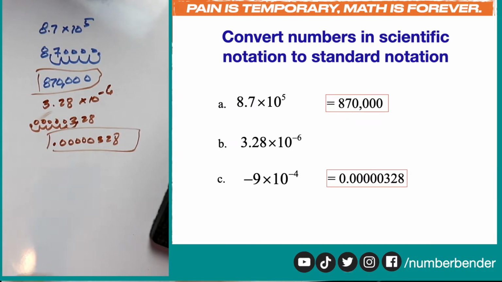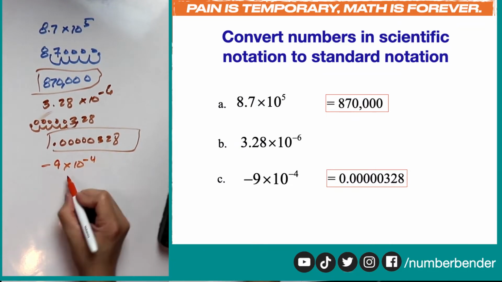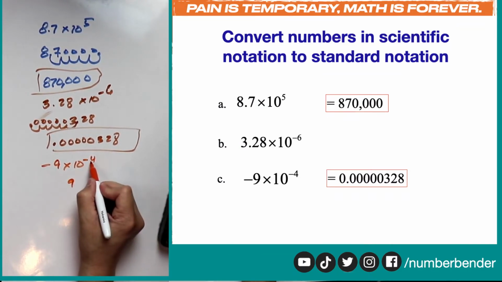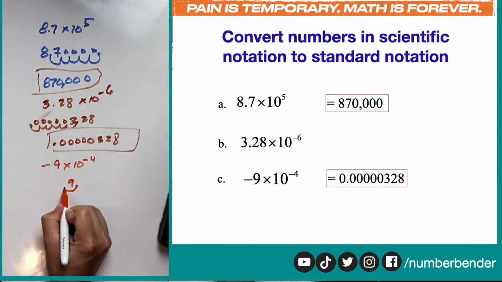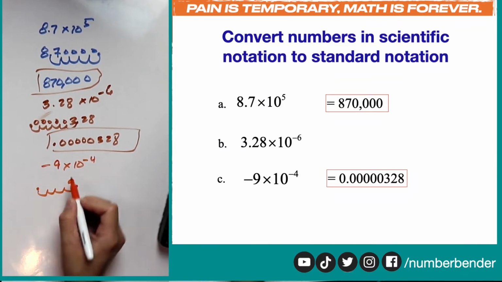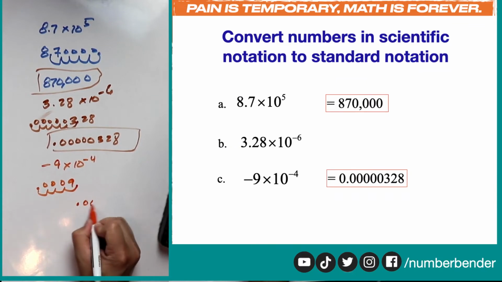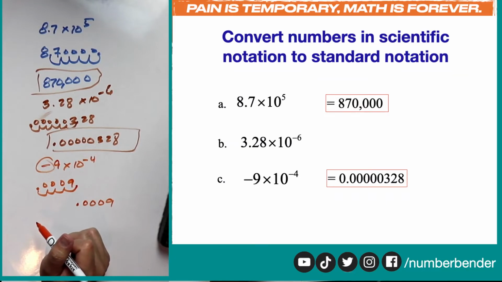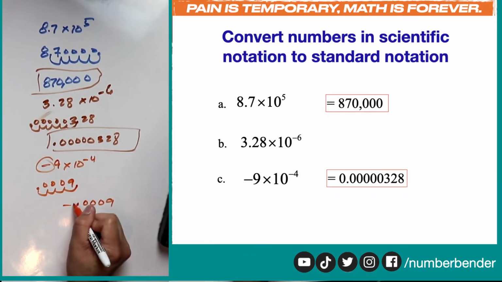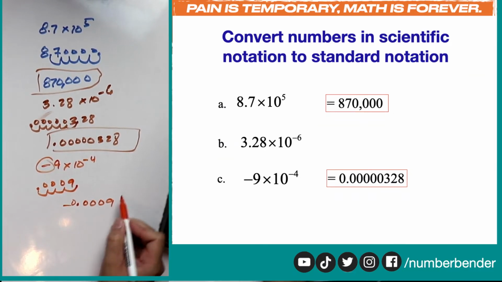So now we have negative 9 times 10 to the negative 4. So we have 9 right here, and the exponent is negative, so that means it will become smaller. So 1, 2, 3, 4, and you stop and fill in the gaps with zeros. So we have 0.0009, and don't forget the sign of your original value, which is negative. So that means we have negative 0.0009 as the converted value for this number.